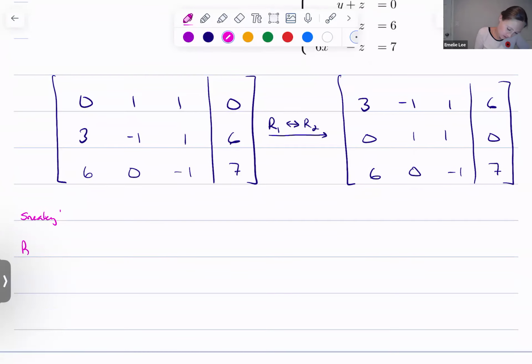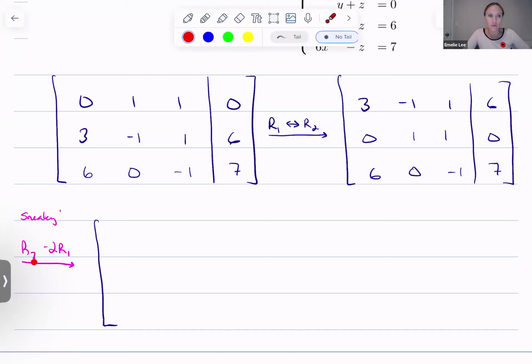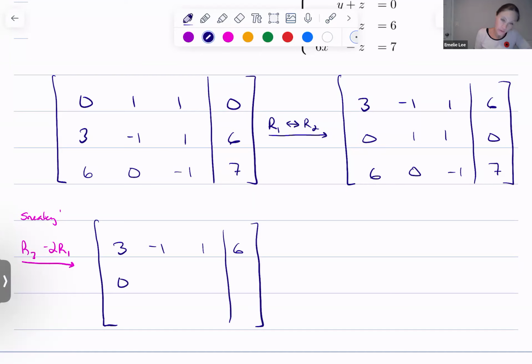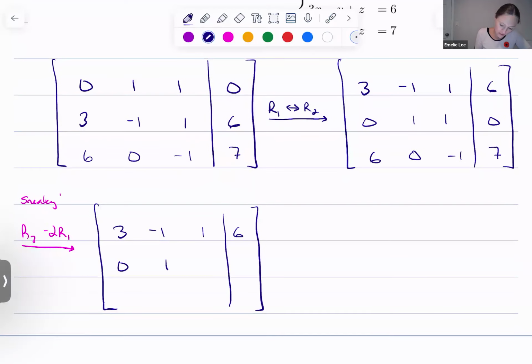is to take row 3 minus 2 times row 1. What's nice, though, is there's already a 0 for the first coefficient in row 2, so I don't need to deal with that. So I'm just going to focus on this sneaky maneuver. Row 1 stays the same, right? The one that's being altered is R3. So 3, negative 1, 1, 6. Row 2 stays the same as well. 0, 1, 1, 0.